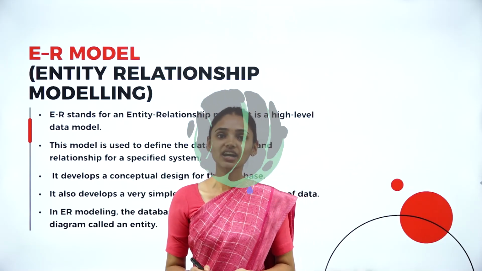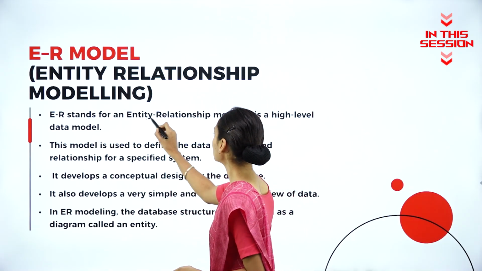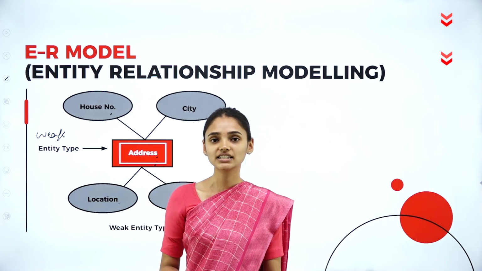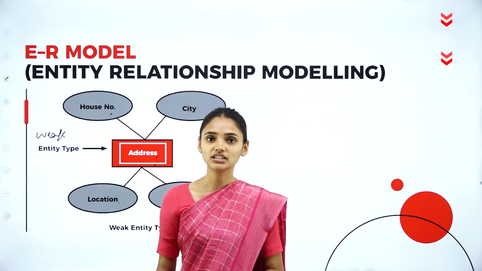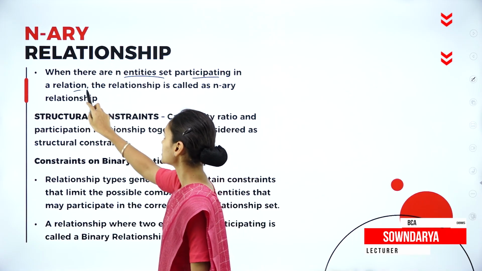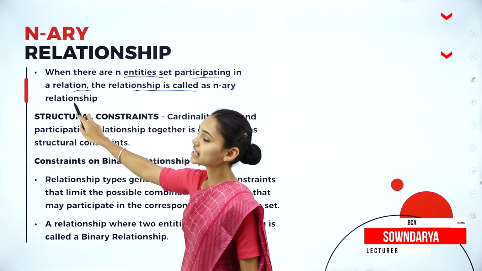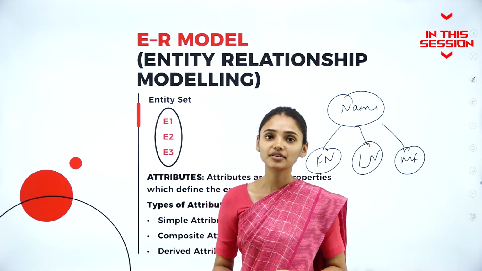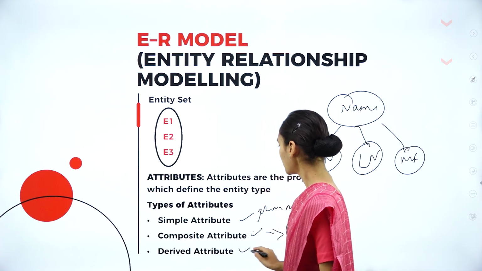ER model. ER stands for Entity Relationship Model. The relationship between the strong entity and the weak entity is called identifiable relationship. When n entities are participating in a relationship, the relationship is called an n-ary relationship. The attributes which are derived from other attributes are called derived attributes.